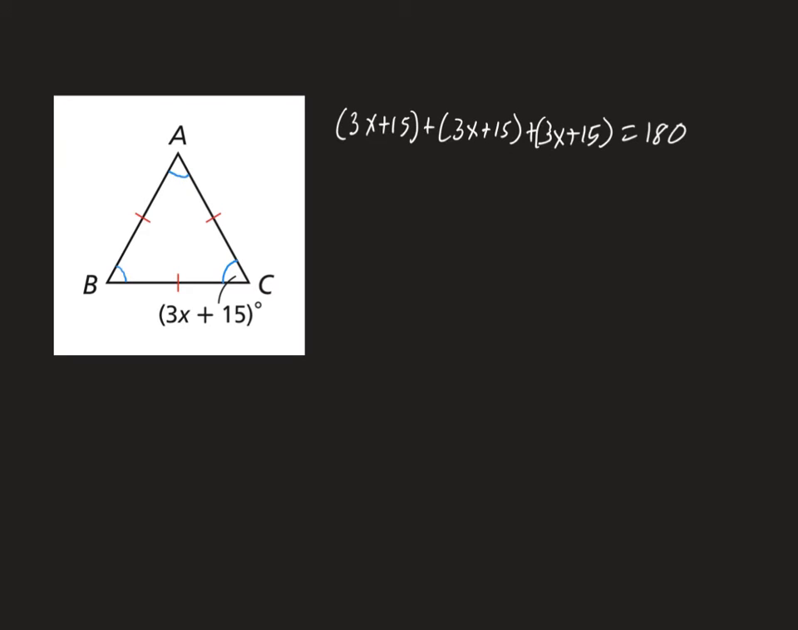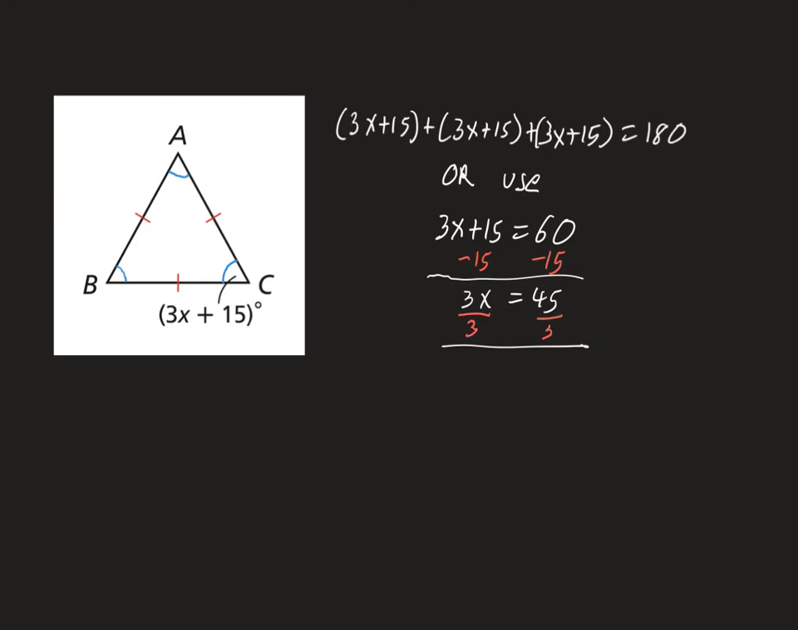But I think an easier way to do it is to recall that each angle is 60 degrees. And we can just say 3x plus 15 is equal to 60 and just solve for that. So let's subtract 15 from both sides and get 3x equals 45. Then divide both sides by 3 and then get x is equal to 15.